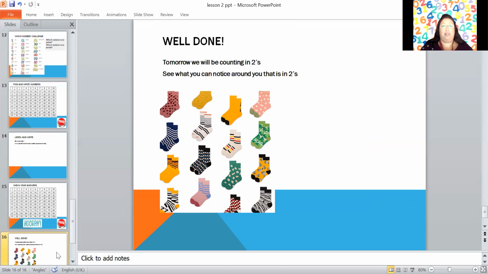Tomorrow we will be counting in twos. So before tomorrow, see if you can notice around you something that you've got that comes in twos. Another word for that might be pairs.